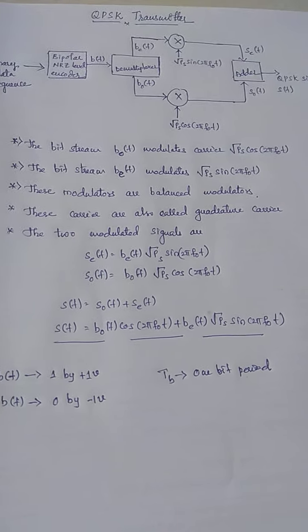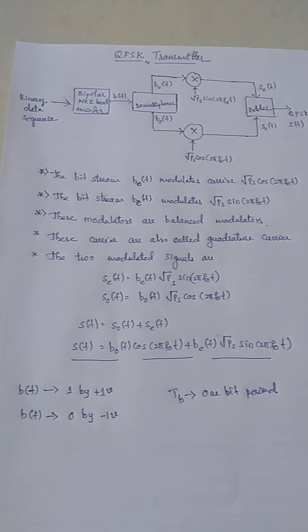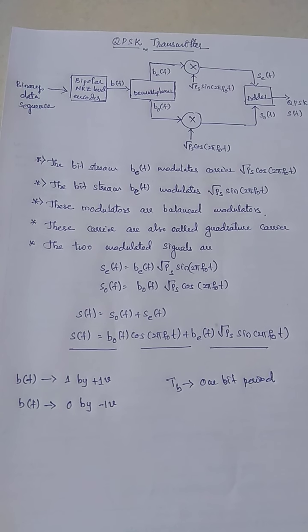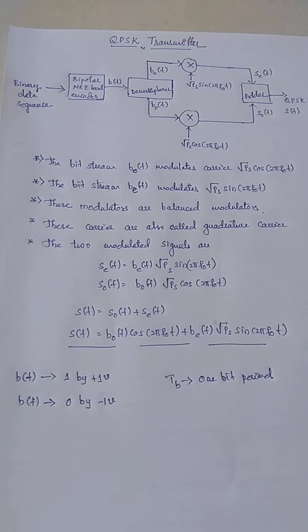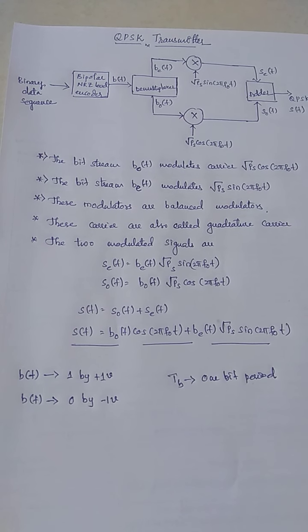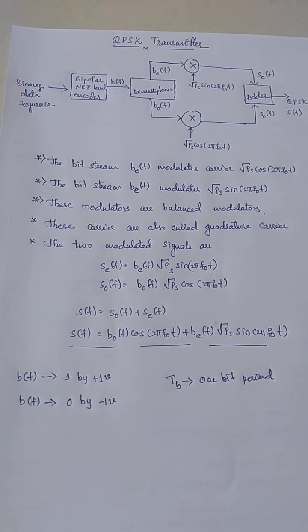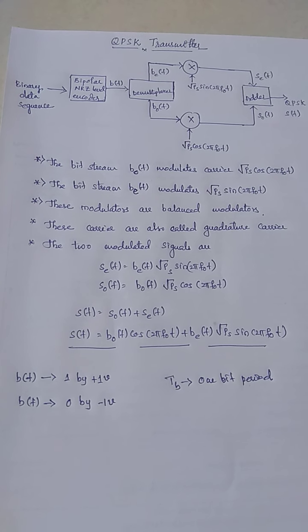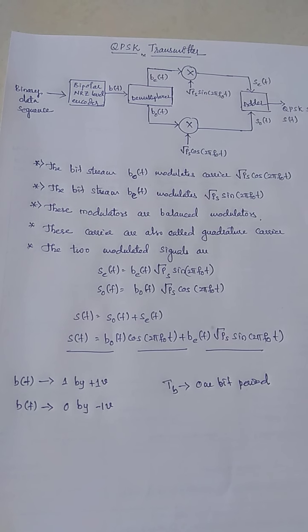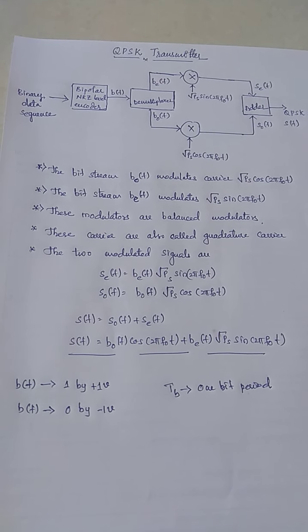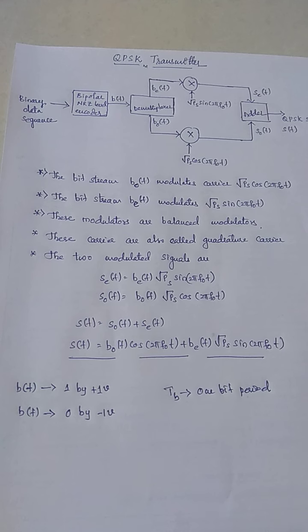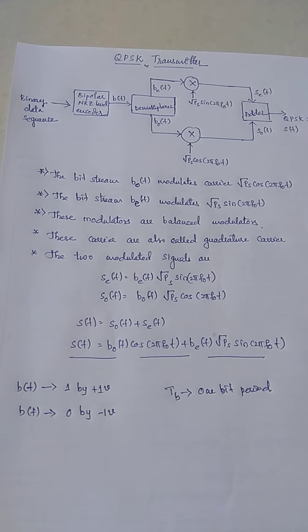If there is any phase change, it occurs at a minimum duration of Tb. This is because the two signals sE(t) and sO(t) have an offset of Tb. Because of this offset, bE(t) and bO(t) cannot change at the same time. Since they cannot change at the same time, the phase change in the QPSK signal will be a maximum of pi by 2.